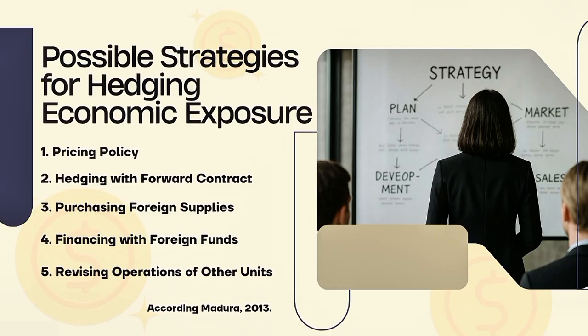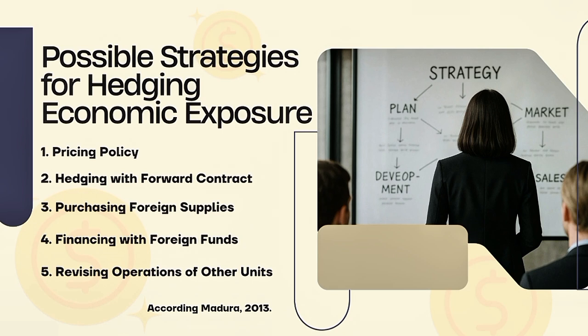The second, hedging with forward contract. Company A can sell to another company, its company B, on a future basis for the period in which they want to hedge against the adverse impact of another weak company.